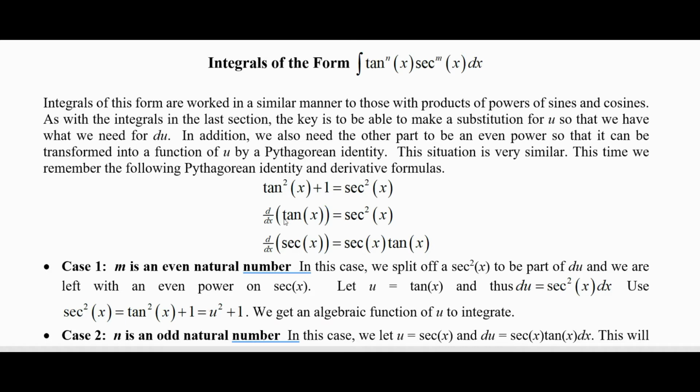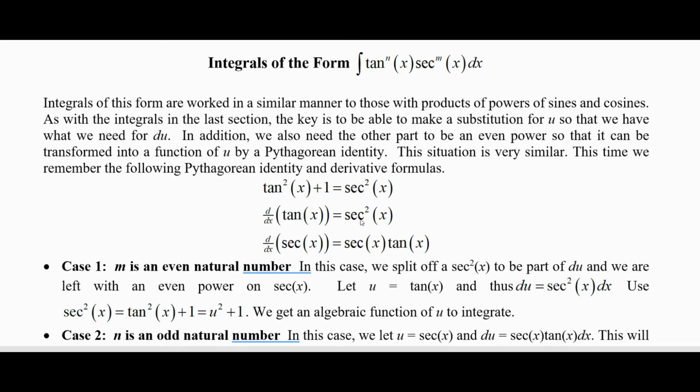And let me also remind you of the derivatives that we need. The derivative of tangent of x is secant square of x, and the derivative of secant x is secant tangent of x. So if you look at this, if you've got an odd power of secant and tangent, we can let that be part of the du, then we let u be the secant of x. And that'll work as long as the powers of tangent that are left are even. We can use this identity up here to switch them to secants.